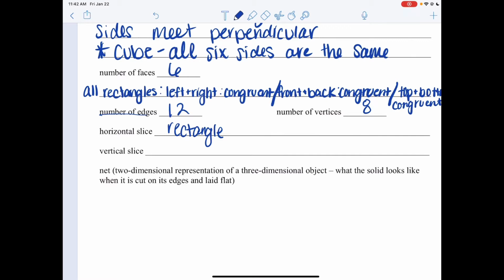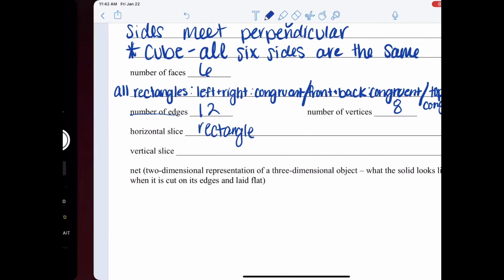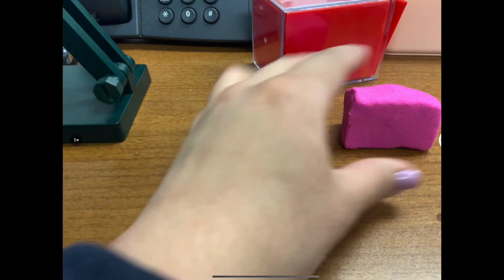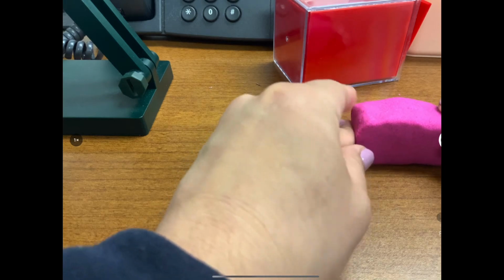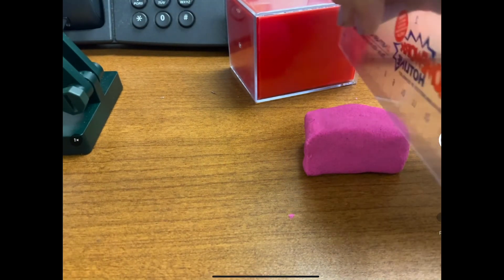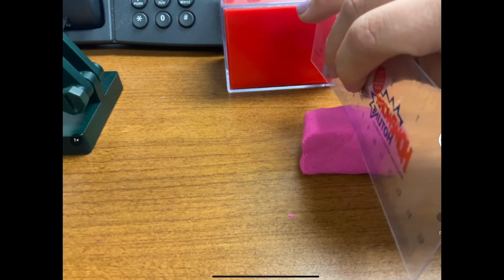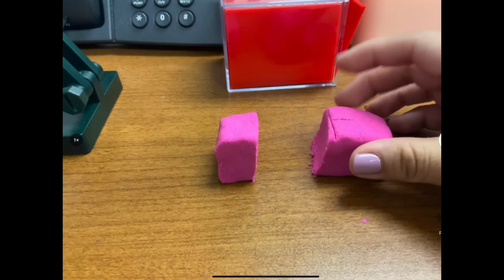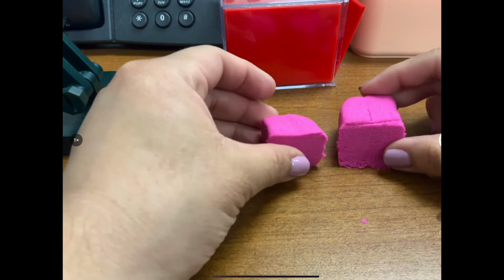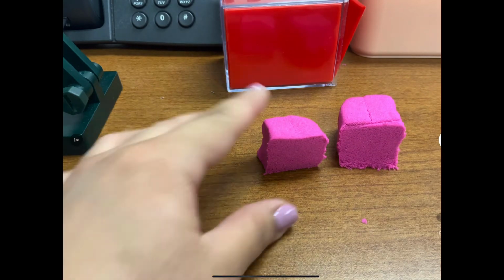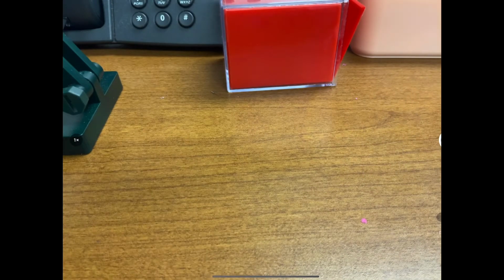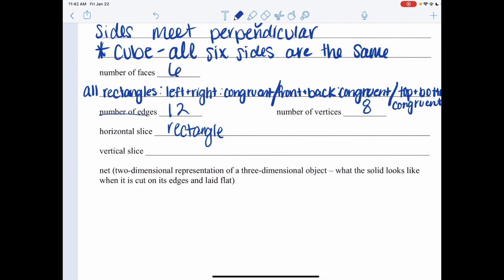So going back to my camera, I have my right rectangular prism. I'm going to make a vertical slice, which is just me cutting straight down the middle. Sorry about that. And then, as you can see, if I look on the inside, I once again have a rectangle. Now it's a smaller rectangle, but it's a rectangle. So my vertical slice is a rectangle.